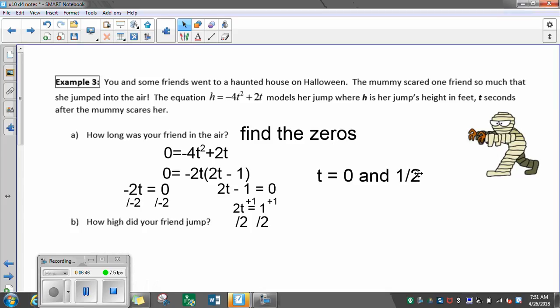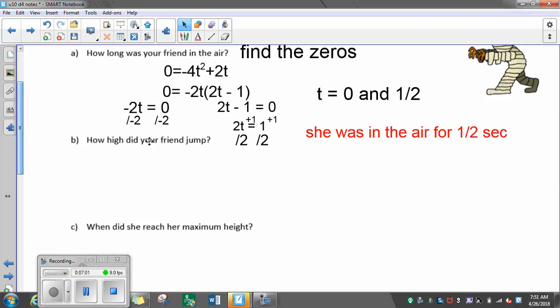Okay? Well, 0 is when she started before the scare, and 1/2 seconds is after the scare. So she was in the air for one half of a second. Okay? How high did your friend jump? Well, that's the y value of the vertex. So you have to find the x value of the vertex first so you know what to plug into the equation. So I do the line of symmetry, and it's negative 2 over 2 times negative 4. So I get negative 2 over negative 8, simplifies to be 1/4.